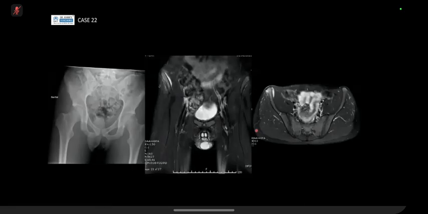Okay, candidate 3, maybe last case for you, and then we'll move on to the other candidate. Sorry. Okay, this is a pelvic X-ray.